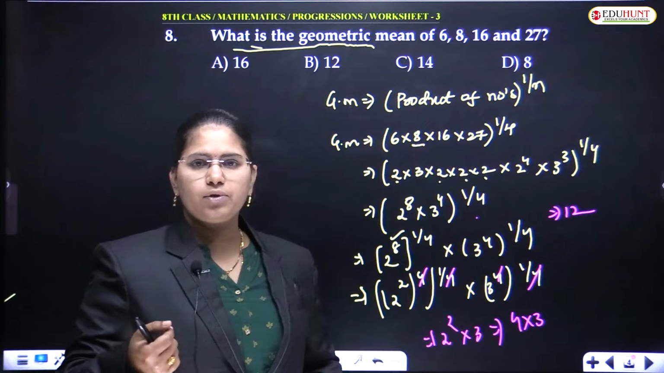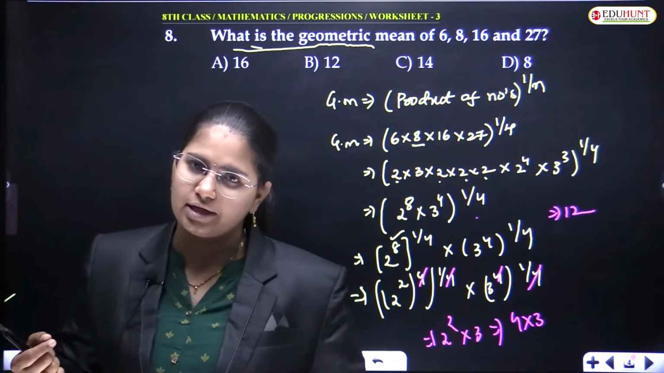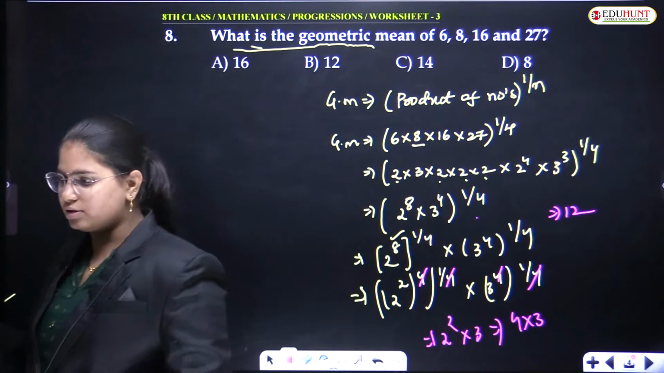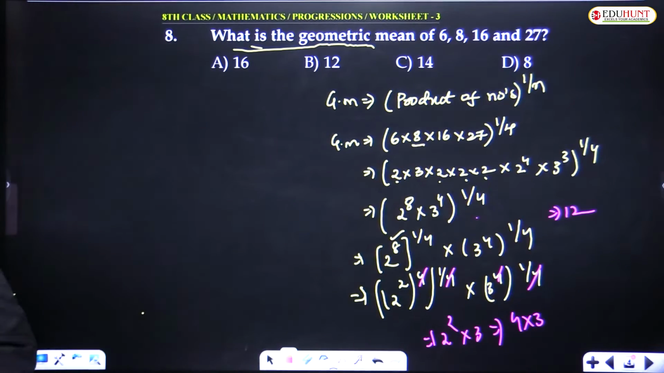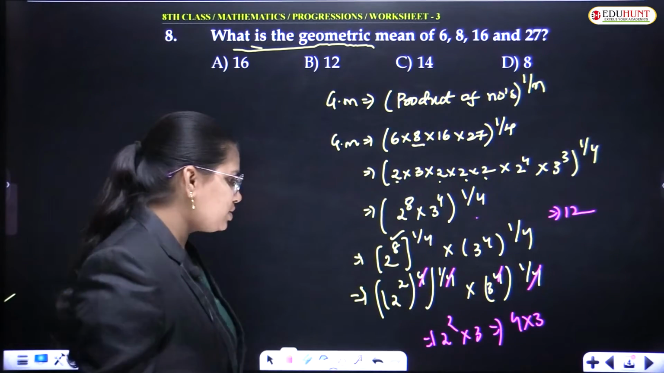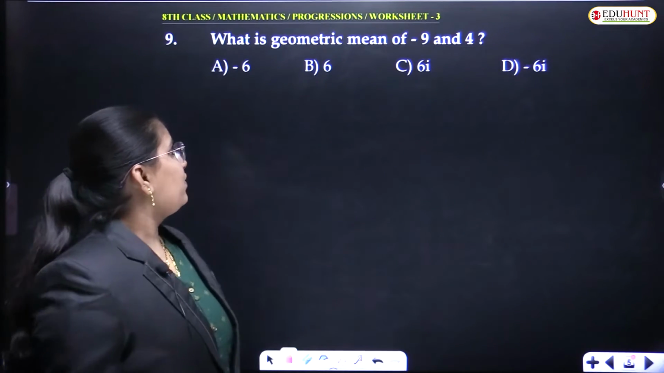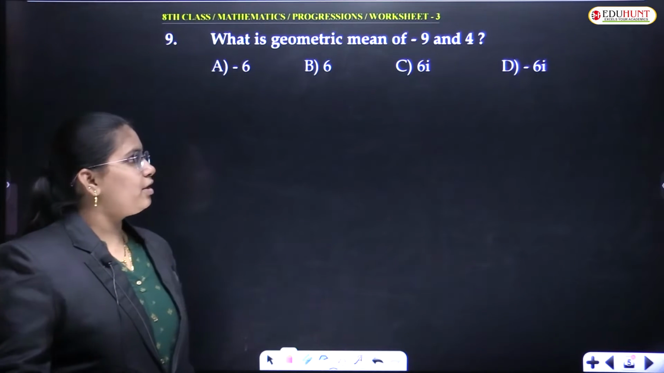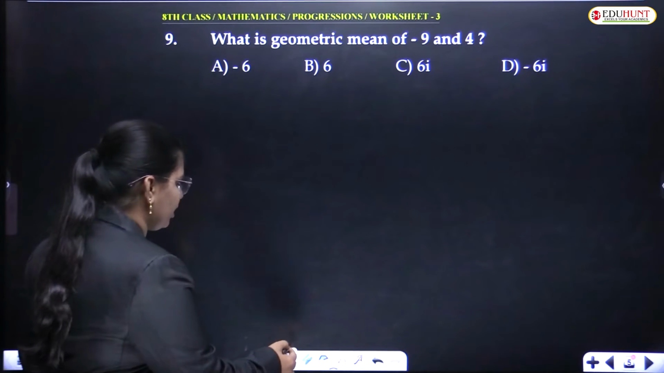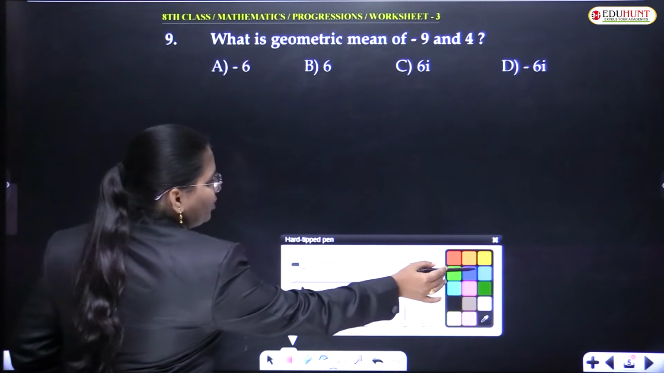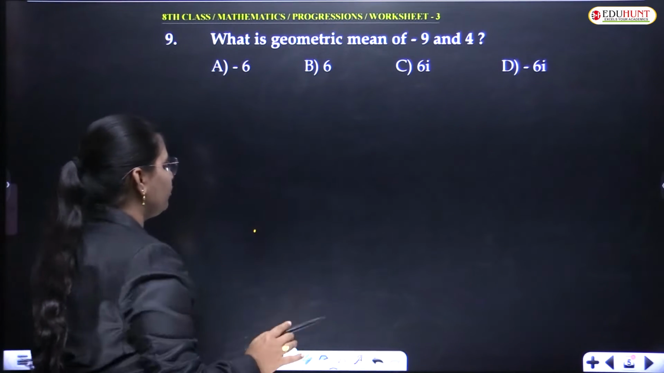Please have a glance at the problem so that we can move to the next one. Please look into it. The next question is: what is the geometric mean of minus 9 and 4?